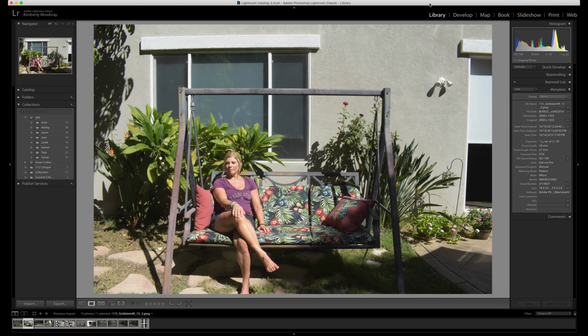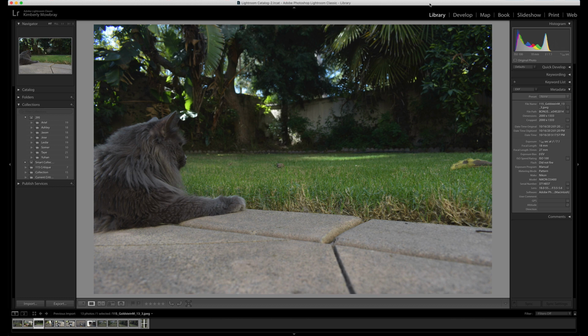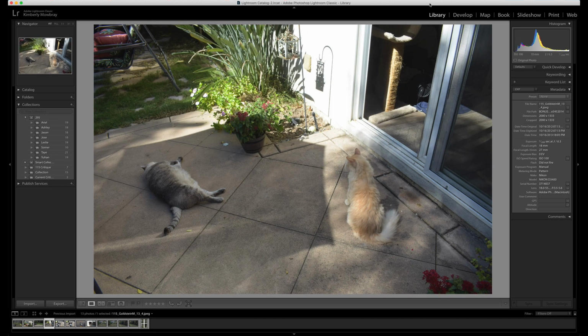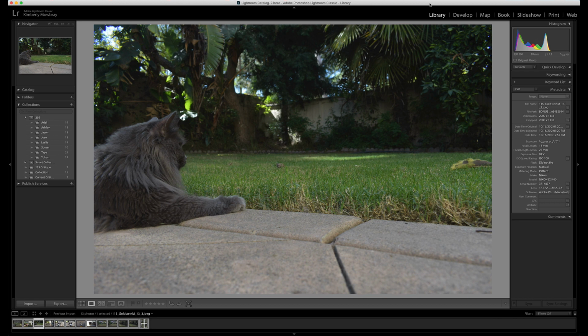Here you have your subject on a swing, and then the house and the grass is the background. Here you have your cat with the grass in the background, and here you have two cats out in the yard, and they're the positive space, and the surroundings are the negative space. To really simplify this, this would be the clearest example of positive and negative space. You have the cat being the positive space, and then everything surrounding it is the negative space.